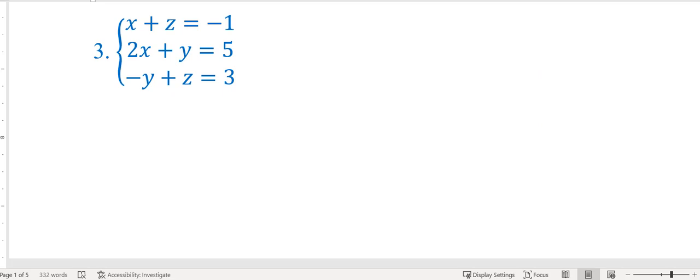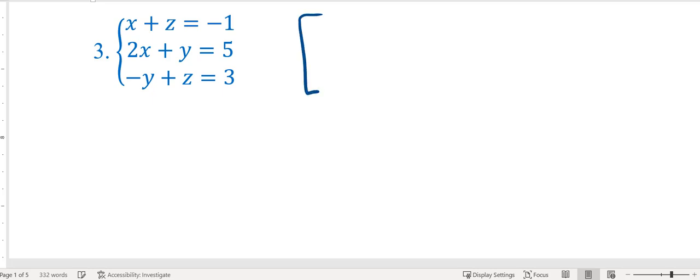Let's look at number 3. x plus z equals negative 1. 2x plus y equals 5. Negative y plus z equals 3. Okay, a couple things to notice. You now have 3 equations, so your matrix will have 3 rows. And you also have 3 variables.